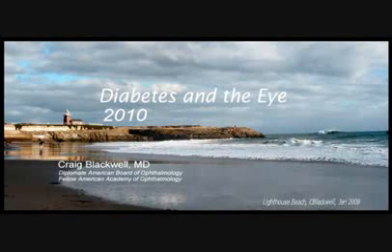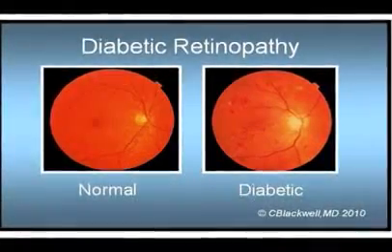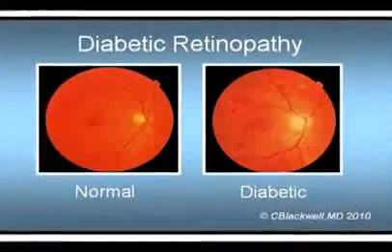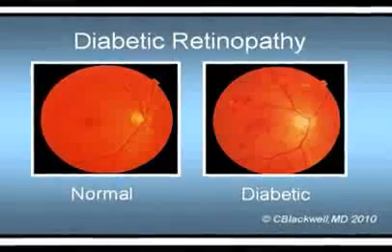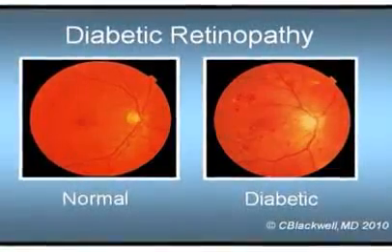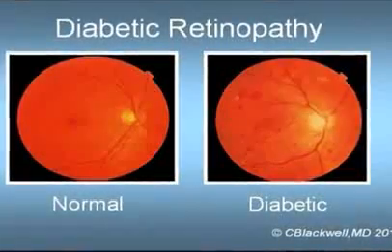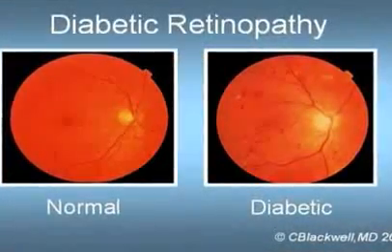This video is about diabetes and the eye. Here are pictures of two different retinas. On the left is a nice-looking normal retina. On the right is a retina showing significant signs of damage from diabetes. The obvious changes are the red spots, which are hemorrhages, but there's more going on, which we will talk about in this video.